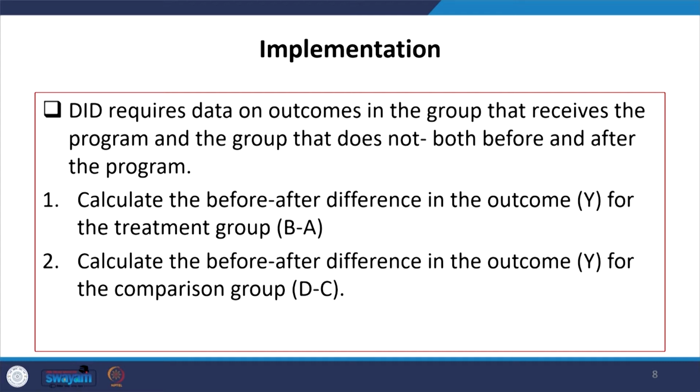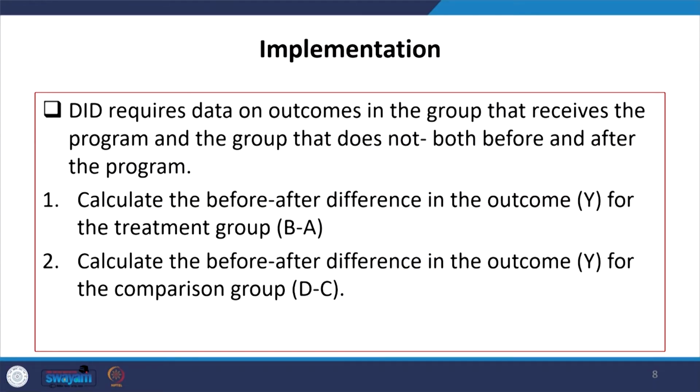Regarding the implementation, DID requires data on outcomes in the treatment group that receives the program and the group that does not, both before as well as after the program. So, we are supposed to calculate the before and after difference in the outcome for the treatment group, that is BA, and also in the control group. Here we have taken DC for the control group, the comparison group. So, calculate the before and after difference in the outcome for the comparison group as DC.